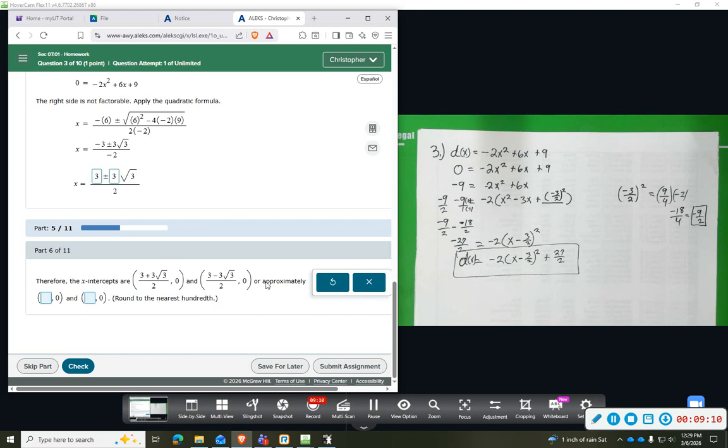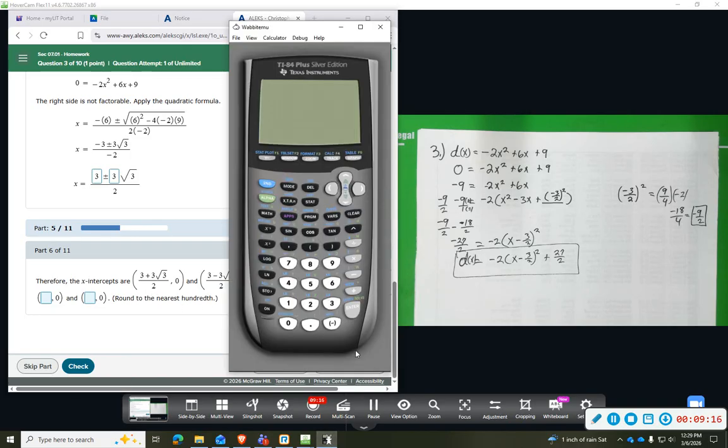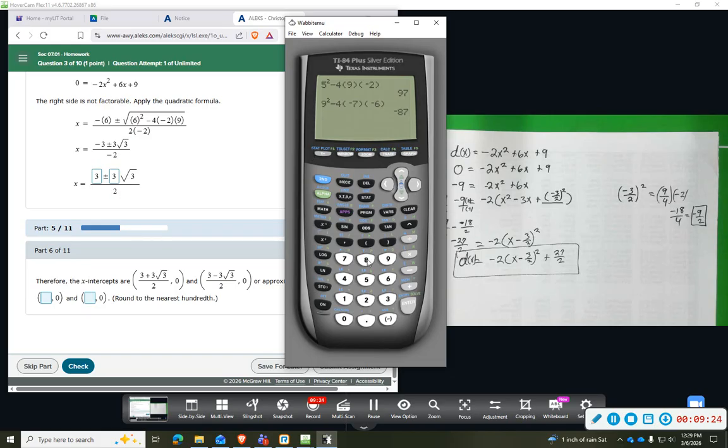X-intercepts are given, and it says, or approximately, we're going to round to the nearest hundredth. So I'm going to open up the calculator and type these values in and round to 2 decimal places. I'm going to do 3 plus 3 square root of 3, and then divide by 2. That's 4.1.